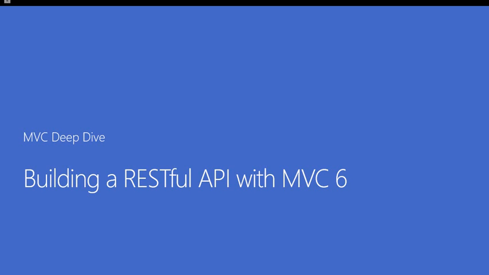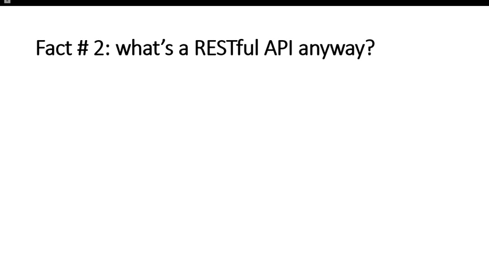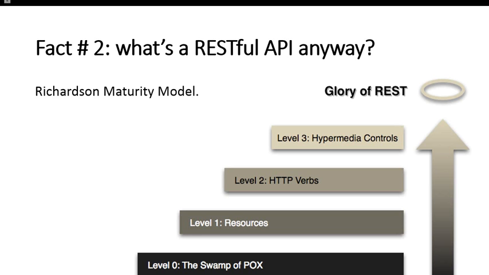Okay, this is the second part of this presentation, and it's about building a RESTful API with MVC6. Just before starting, I would like to share with you my definition of a RESTful API, because there are different versions. You can ask 5 people what a RESTful API is and you will very likely get 5 different definitions. If you ask me for my own definition, it's an API that can be rated using the Richardson maturity model.